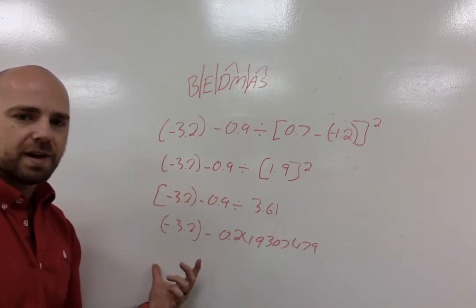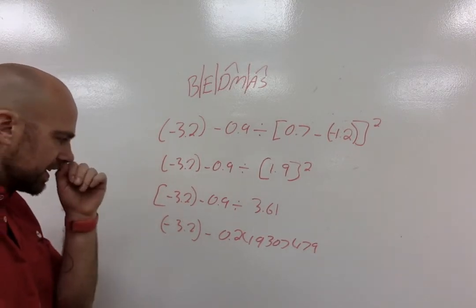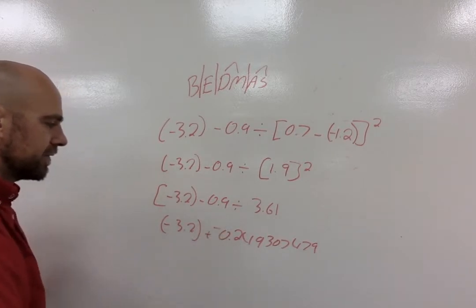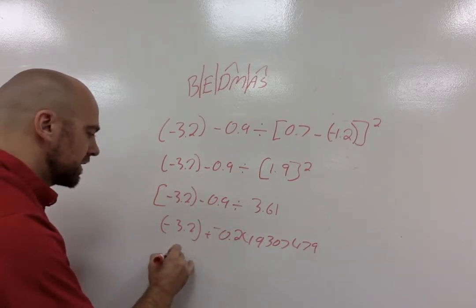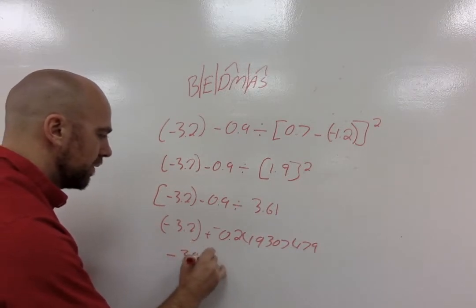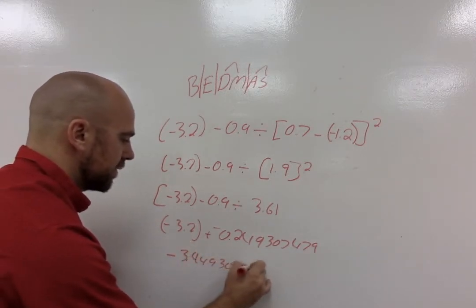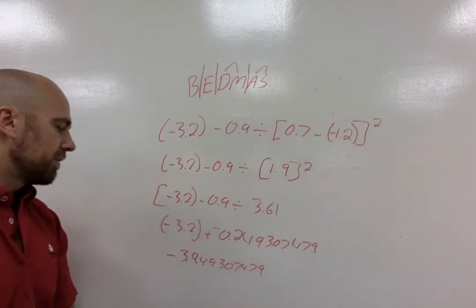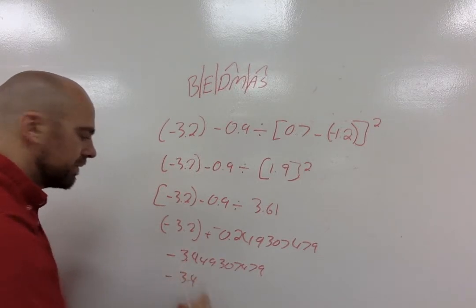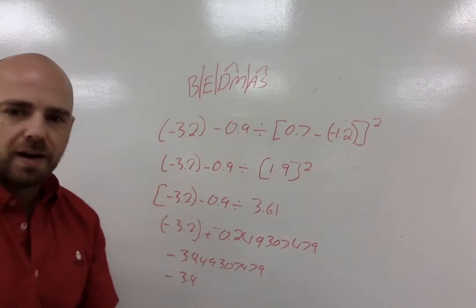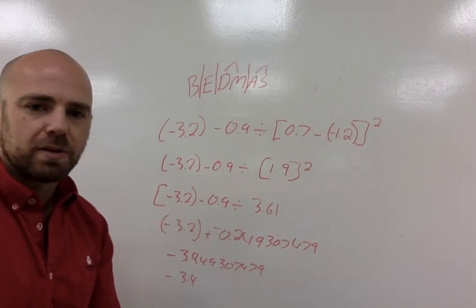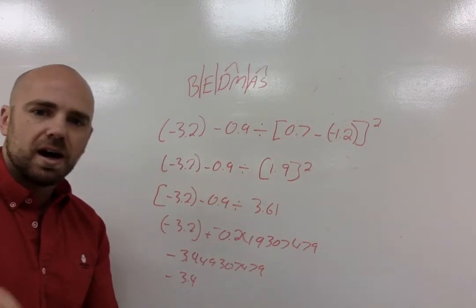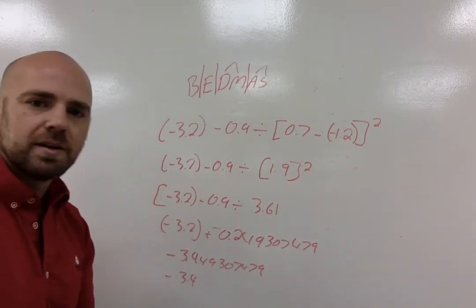So now we have a negative, and we're subtracting, taking away from it. So basically what we're doing is we're adding another negative. Okay, so we're adding these together. So this gives us -3.449307479. Okay, that becomes our final answer, or we can round it to -3.4. All right, so that's how we will work with decimals. Some of you might want to use your calculators for those. All right, next one.